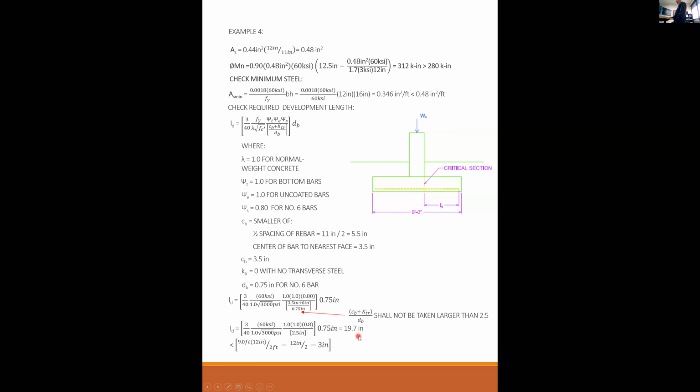How much do I have? Well, what I have is half of the footing, 9 feet over 2, minus half the wall to get to the face, minus 3 inches on this face because you've got to give it a 3-inch gap there to protect it on the end. And that equals 45 inches. 45 inches provided is better than 19.7 inches required. So we're okay. We got that bar developed.